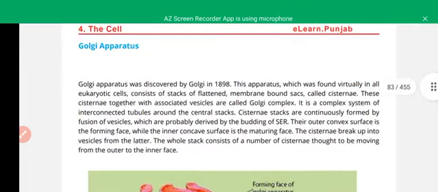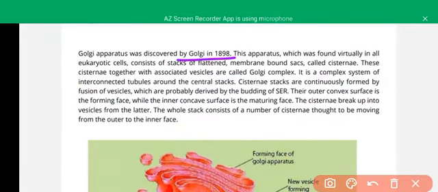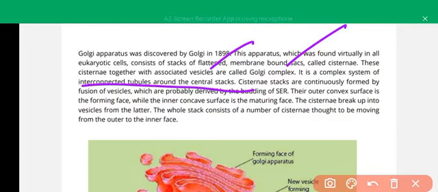Golgi apparatus. The Golgi apparatus was discovered by Golgi in 1999. This is a very favorite MCQ of the MDCAT examiners, so we have discussed it here. It is composed of sacs called cisternae. Cisternae together form the Golgi complex. This complex is an interconnected system of tubules around a central stalk. It is a very important line for examiners.